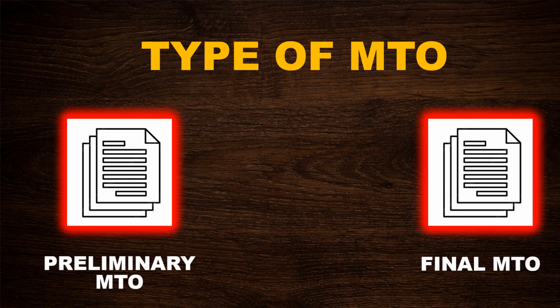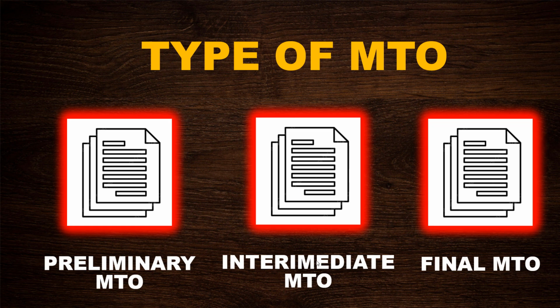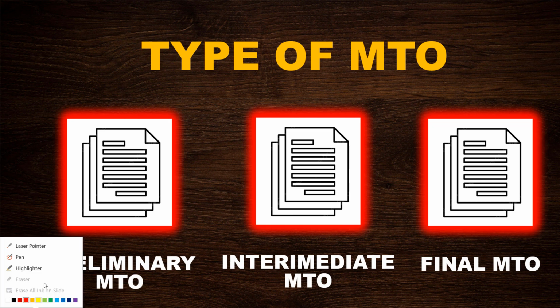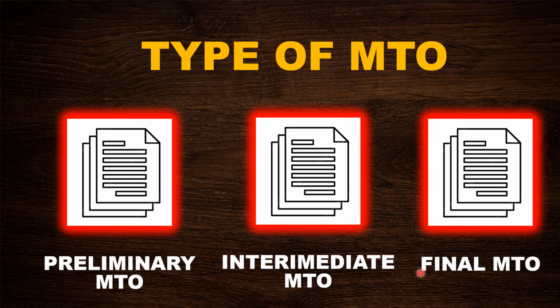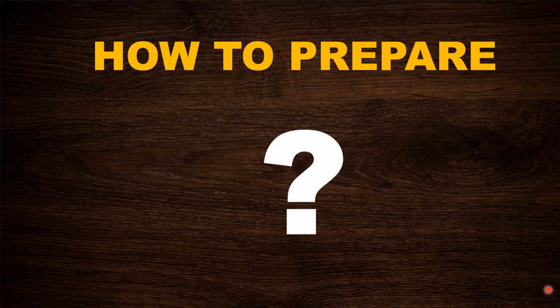Then we will go to the final MTO. Final MTO is after the AFC issues, and then the intermediate MTO. Intermediate MTO is something that, as I said, you will be delivering in the middle of the project whenever you feel there are lots of materials missing. So that is the very intent of the intermediate MTO. Now let's see how to prepare an MTO sheet.